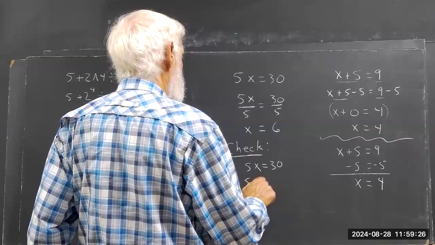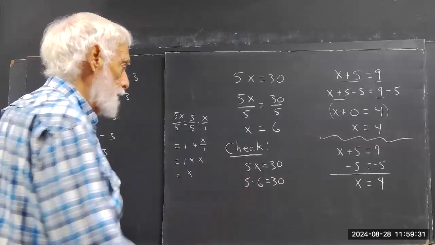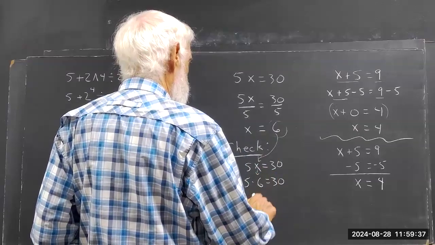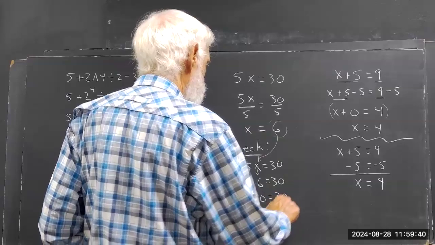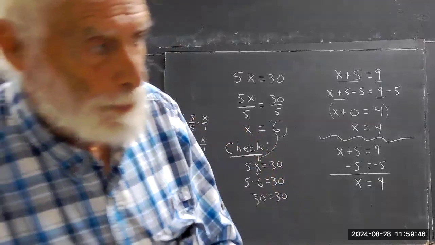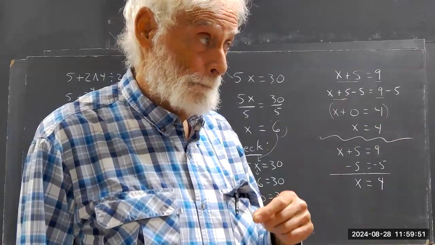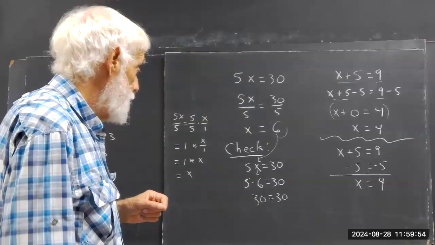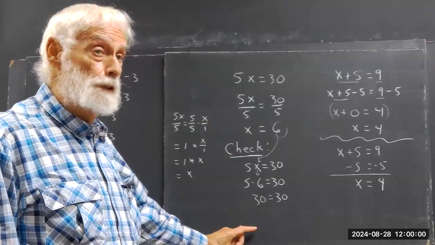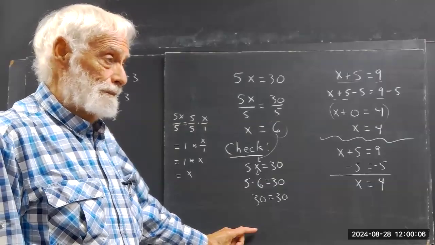Well, then we substitute 6 for x. So the 6 goes in for x. 5 times 6 is 30. 30 equals 30. The checks that you do on these first one-step equations are all going to be pretty simple, I think, to get you in the habit of checking and making sure your solution is correct instead of just saying, yeah, I think that's right.